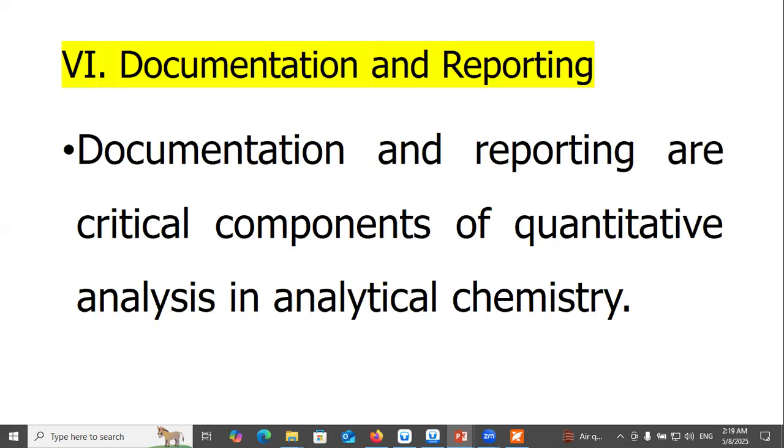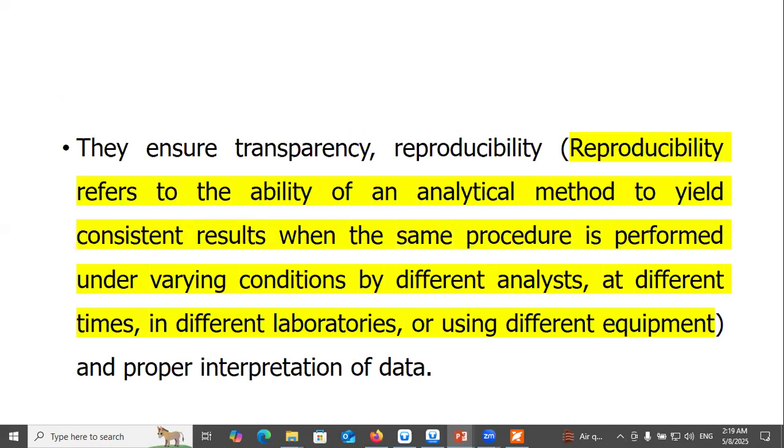Documentation and reporting. Documentation and reporting are critical components of quantitative analysis in analytical chemistry. They ensure transparency, reproducibility.